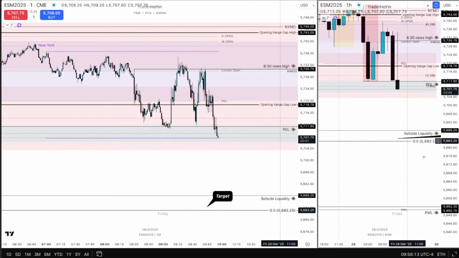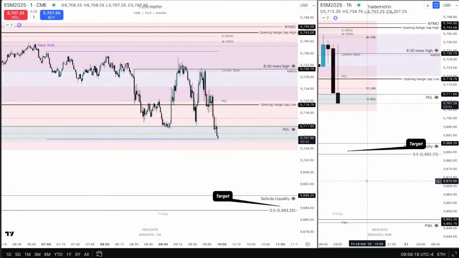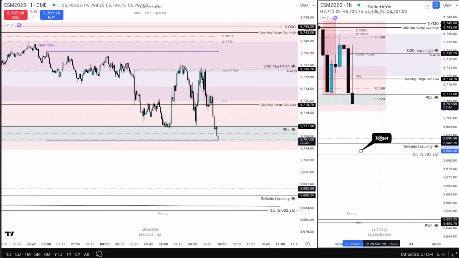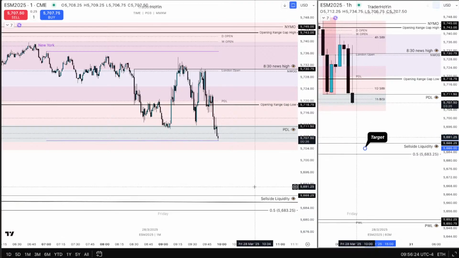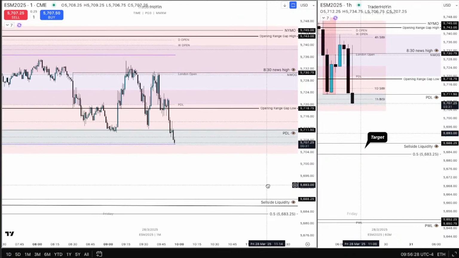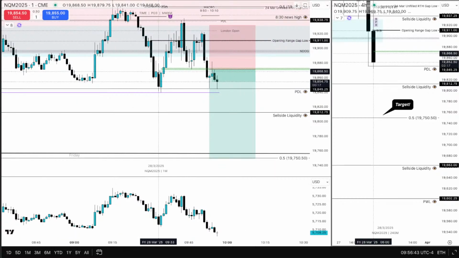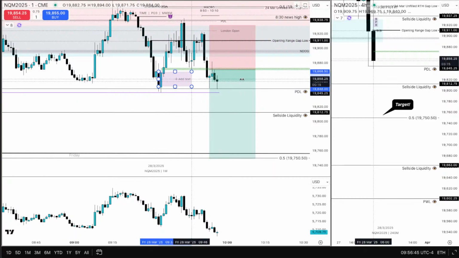You can't just long when the price drops, okay? You need to wait for the change in state of delivery to find a long setup. A breaker here.